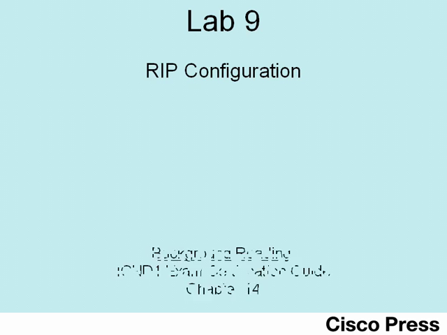Hello and welcome to ICND1 Lab 9, which shows how to configure RIP with default version settings, as well as how to configure a network of 3 routers to use RIP version 2. For those of you using the Cisco Press exam certification guides, note that the material covered in this video is also covered in the ICND1 books, Chapter 14.